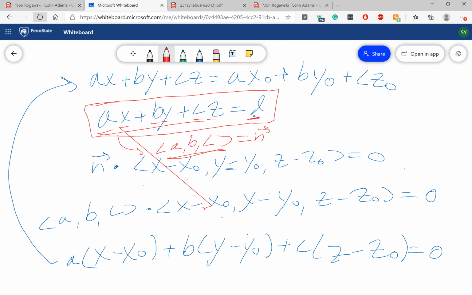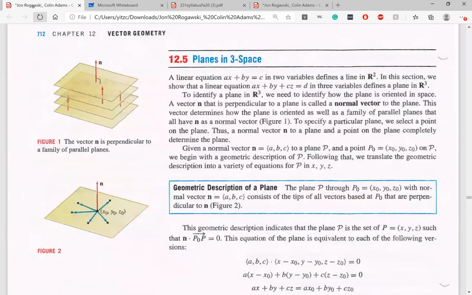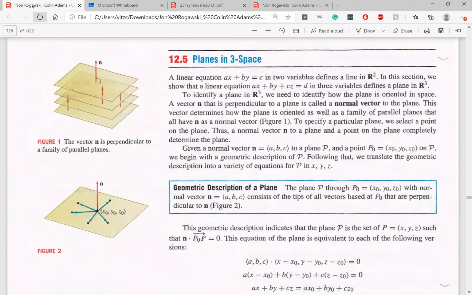So we're going to do a few problems to see how that looks in practice, but those are the major strategies of how to look at a plane. So here, let's look at how the book describes a plane, and then we're going to try to look at some examples. Any questions about this?